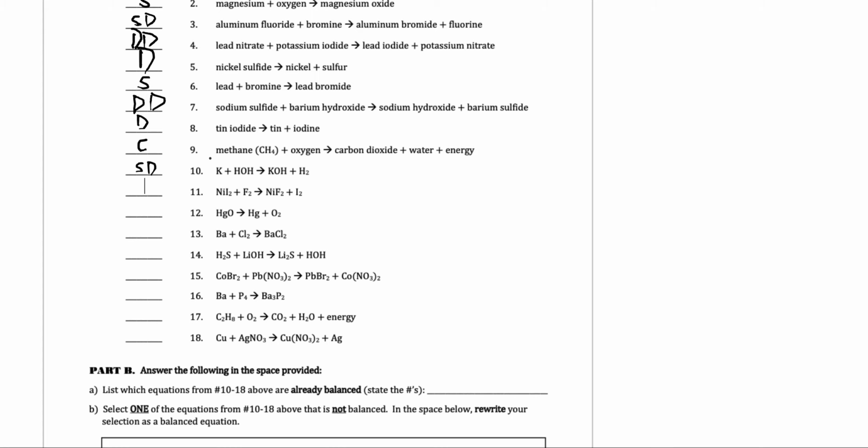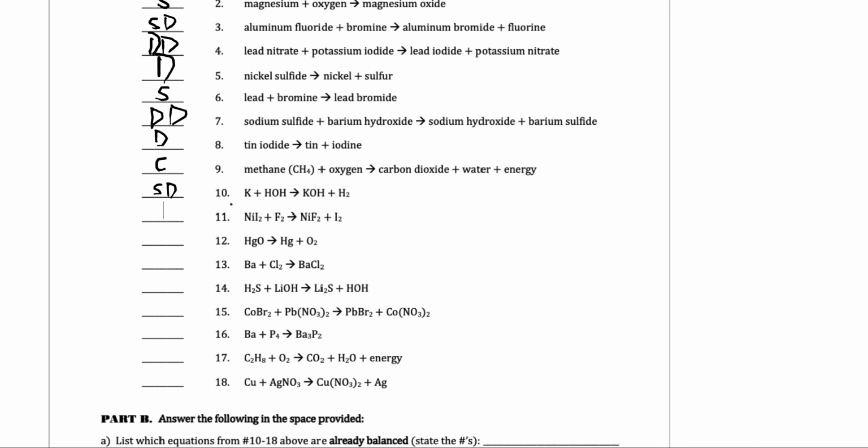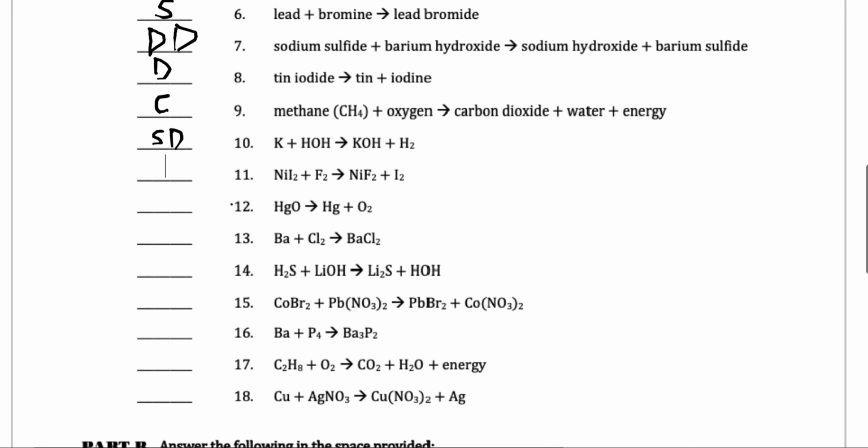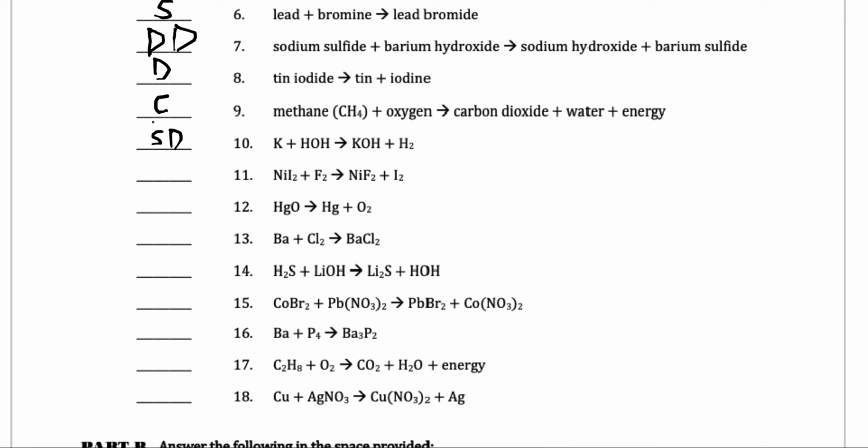NiI2. So if I zoom in a bit here for you guys to see that better, okay, that's much bigger. Okay, so NiI2 plus F2 is equal to NiF2 plus I2. As you can see, F2 substitutes I2, so that results in single displacement. Okay.